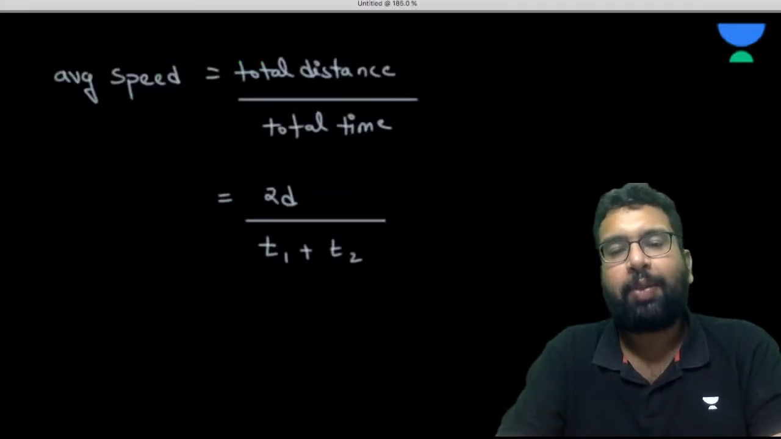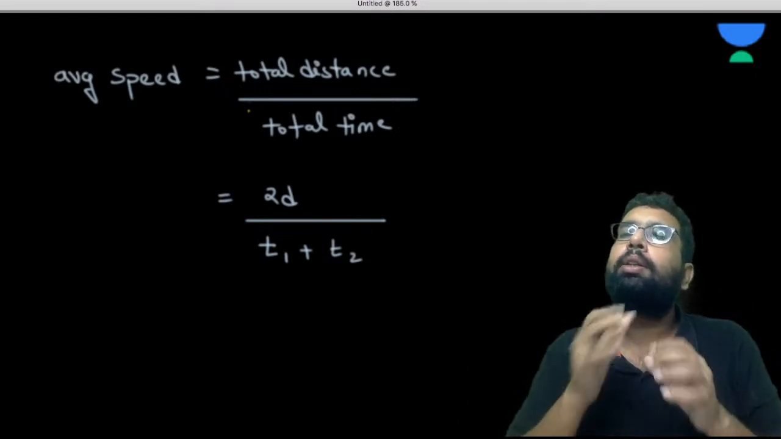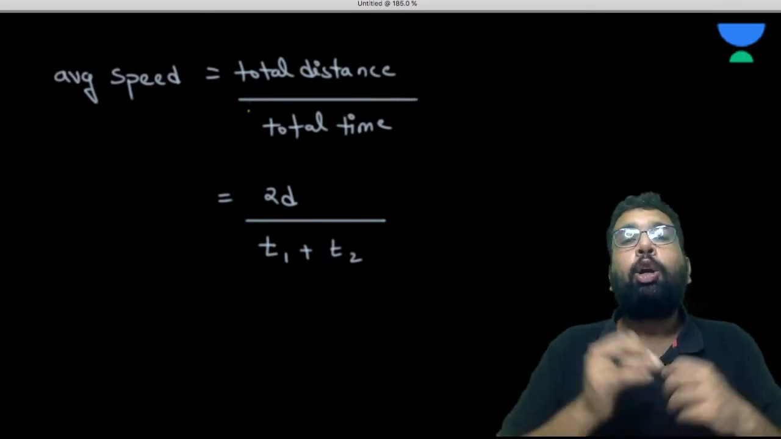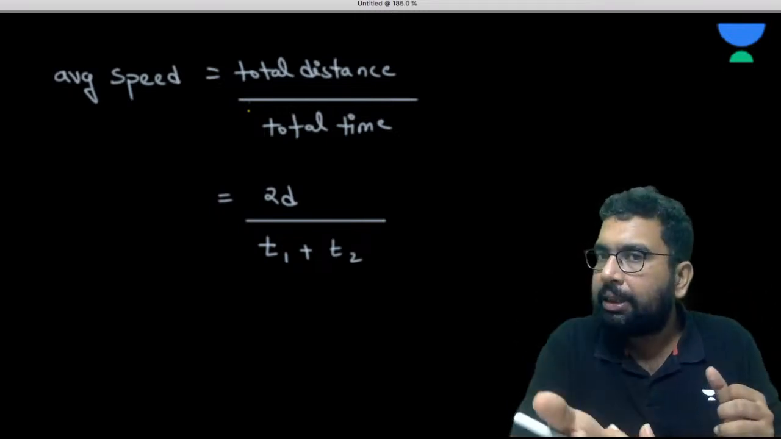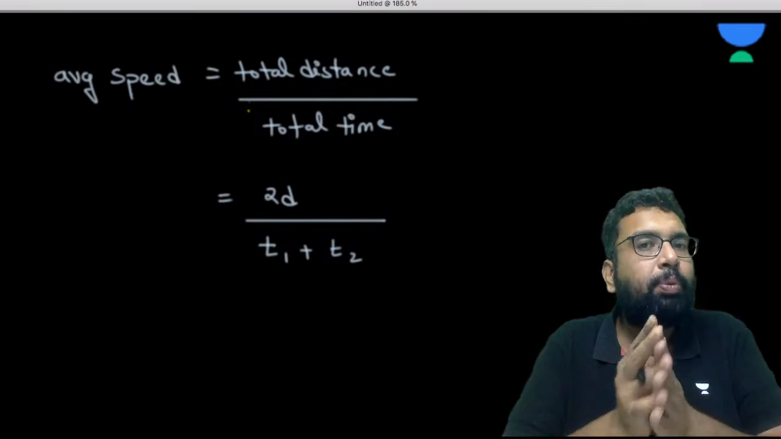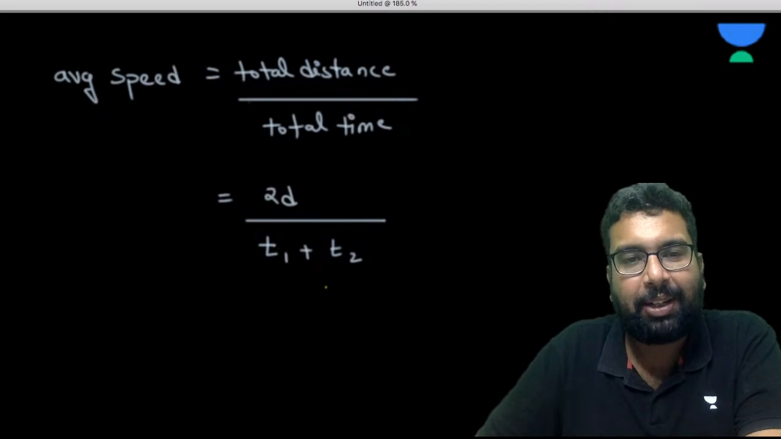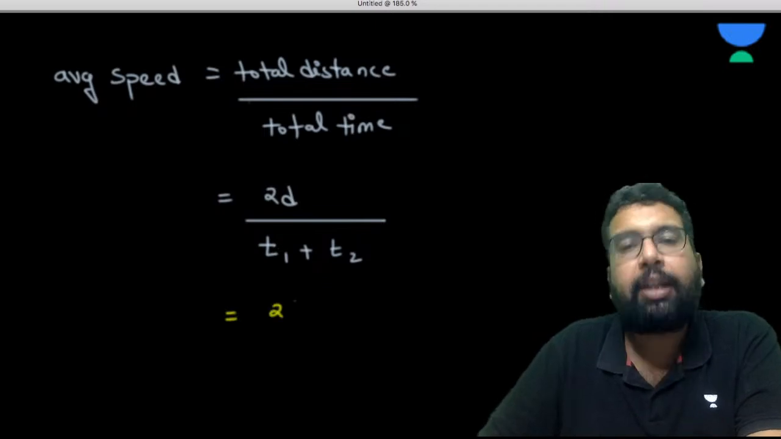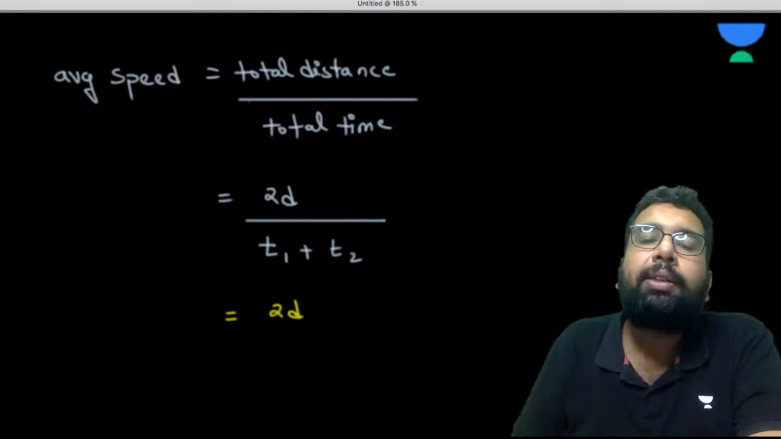So see how we are going to do it. Very, very simple. As I was saying, average speed is simply total distance upon total time, right? Total time is what? We have taken some time to cover the first distance, then some time to cover the next distance. So I say T1 and T2. Now please understand this. Speed is equal to distance upon time, so time is equal to distance upon speed.